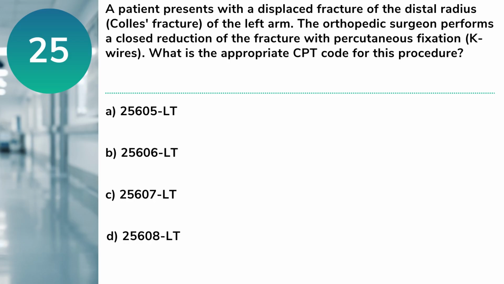Question 25. A patient presents with a displaced fracture of the distal radius, Colles' fracture, of the left arm. The orthopedic surgeon performs a closed reduction of the fracture with percutaneous fixation, K-wires. What is the appropriate CPT code for this procedure? A. 25605 LT. B. 25606 LT. C. 25607 LT. D. 25608 LT.